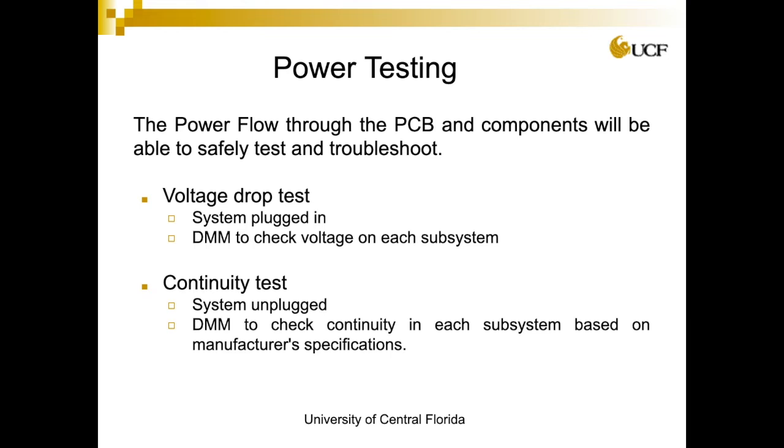We first verify outlets are providing the correct voltage, then we plug the system in and can test if the corresponding subsystems are receiving the correct voltage supply. If they are not, we can unplug the system from the power source and continue on with a continuity check to verify the resistance level on each component based on the manufacturer's specifications.